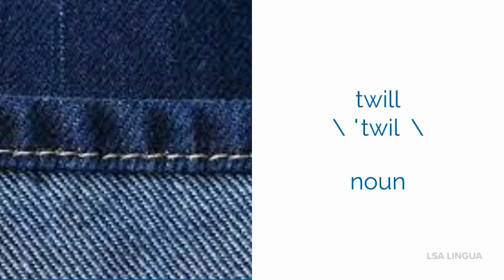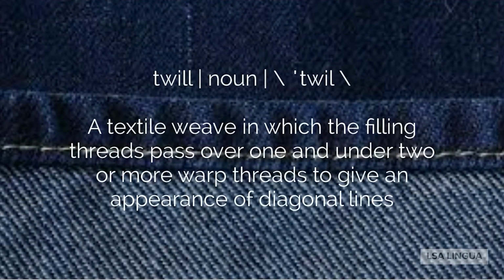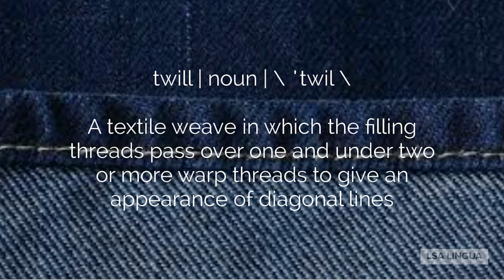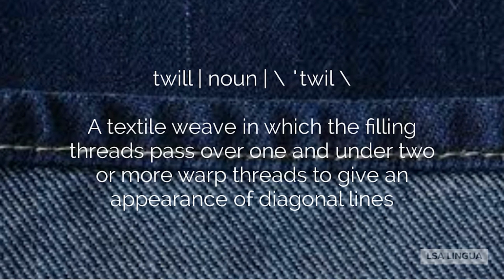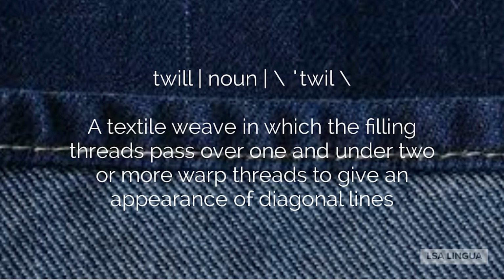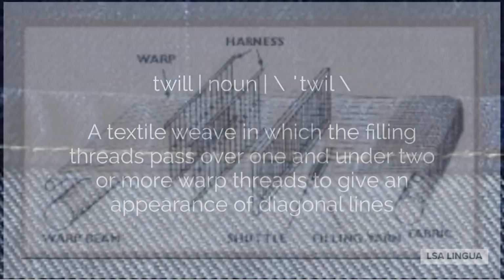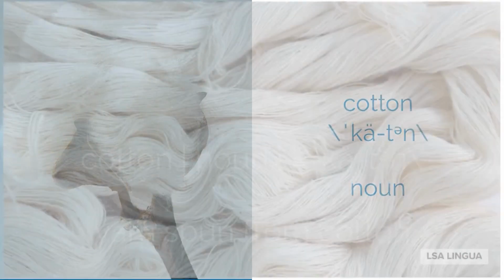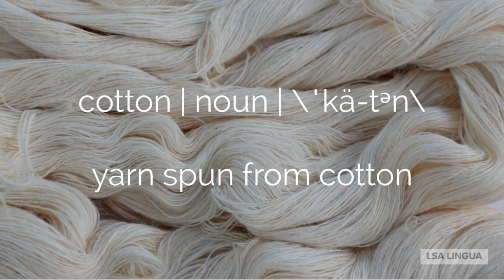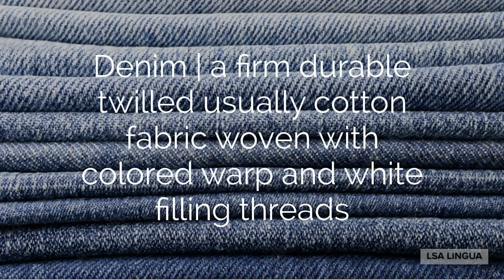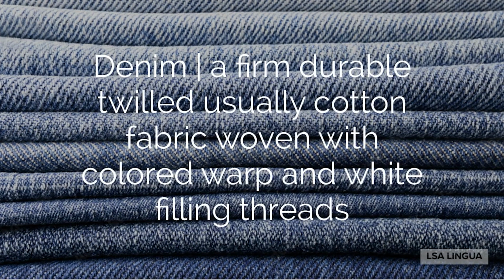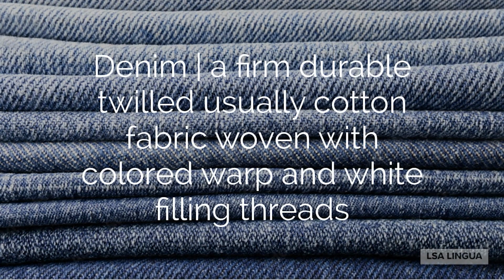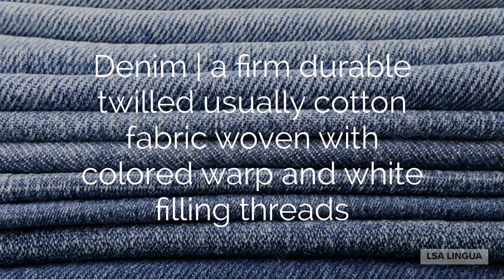Twill, noun. Twill is a textile weave in which the filling threads pass over one and under two or more warp threads. That is to give an appearance of diagonal lines. Cotton, noun. Yarn spun from cotton. So let's look at the definition of denim again. Denim is a firm, durable twilled, usually cotton fabric, woven with colored warp and white filling threads.